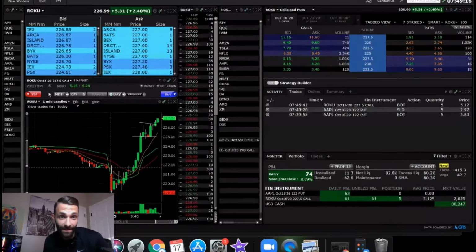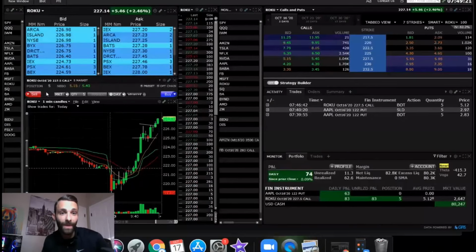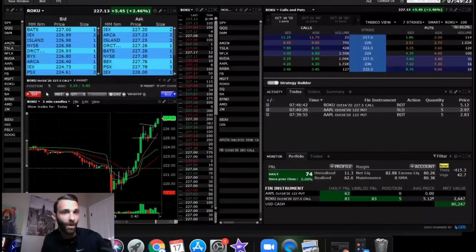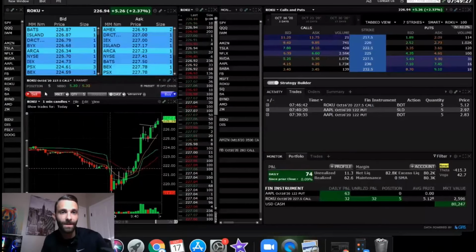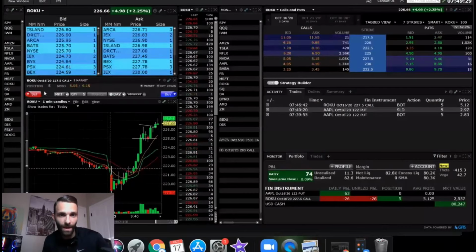Right at 227, some size there. Look at all those offers stacked. So now I'm thinking, if we get through 227, right through it. All those offers just got taken out. Tape's starting to speed up finally a little bit. 227, got up to 227.20s, pulls back a bit.